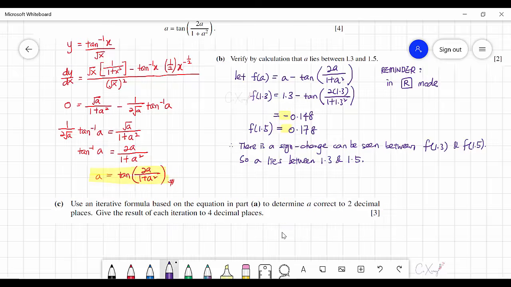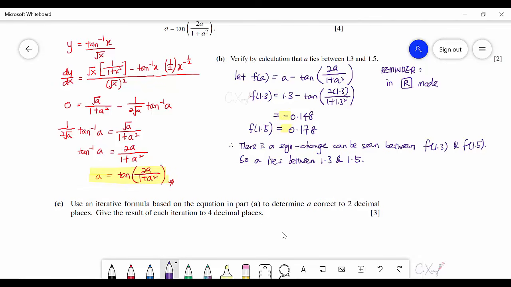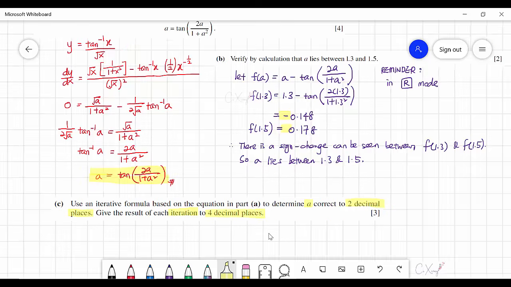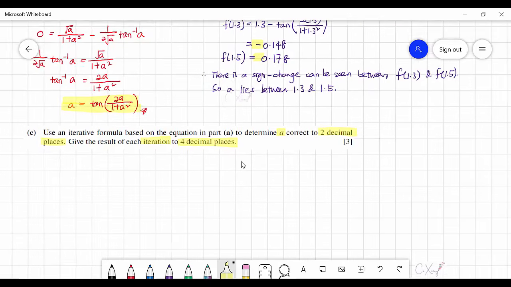For part C, they want you to use an iteration formula based on the equation in part A to determine A correct to 2 decimal places. Your final root will be in 2 decimal places, and each iteration has to be in 4 decimal places. All right, so let us start.